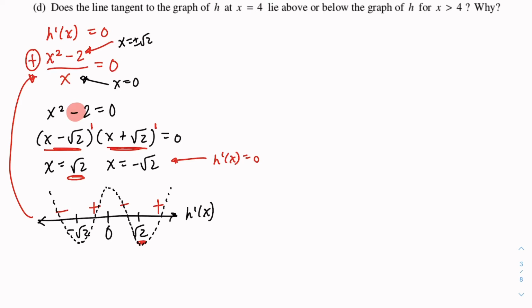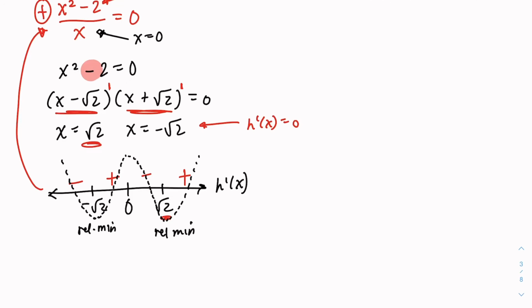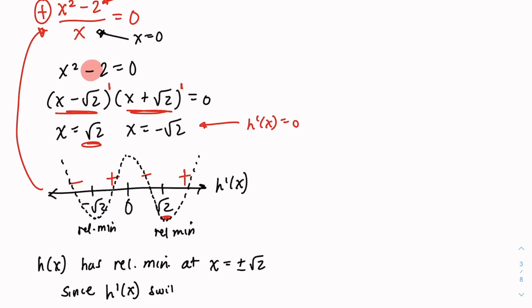So that's telling me clearly that I have a relative min here, and I have a relative min here as well. So our conclusion is h of x has relative minima at x equals plus and minus radical 2. And our reasoning is, since h prime of x switches from negative to positive, so our slopes change from negative to positive, showing me that I have a relative min.